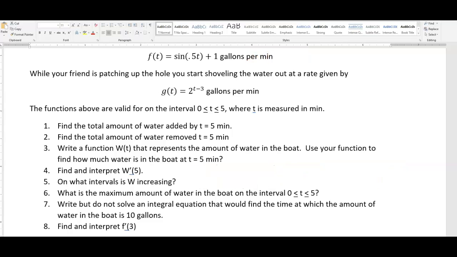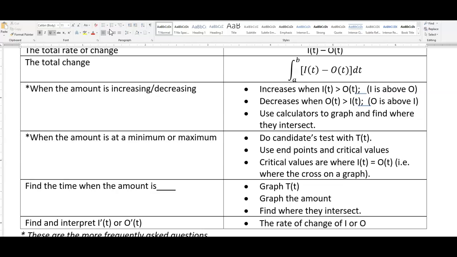Let's go ahead and move along here to part 6. What is the maximum amount of water on the boat? For that, we're looking for the max or min. That's a candidate's test with t. Now, that means the total amount, so for us, that's W. So we're going to do a candidate's test. You're going to use the endpoints and the critical values. The critical values are the places where the two functions cross, which we've already found. So we've already done a little bit of the work for this question.